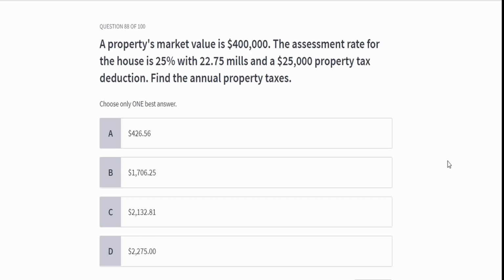Bust out the calculator if you need to. I'll give you guys some extra time on this one because it is a math problem. And find the annual property taxes. And we'll talk about this in a little bit, starting now.